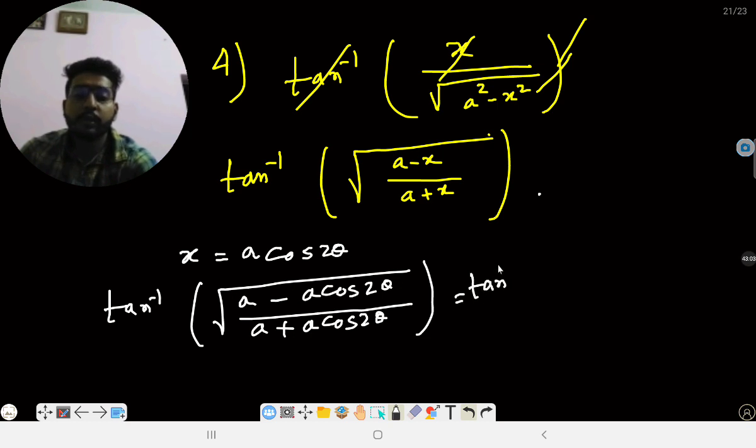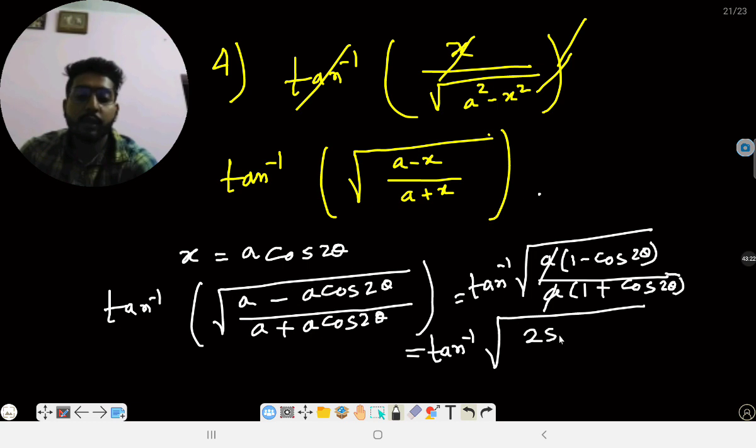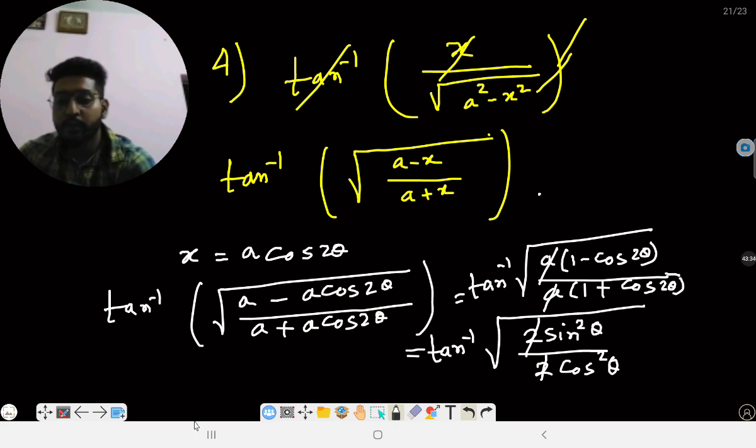In the numerator, taking a common, we get 1 minus cos 2 theta, and here a into 1 plus cos 2 theta. So a and a cancel out, and we get tan inverse of root under of 1 minus cos 2 theta, which is 2 sin square theta, by 1 plus cos 2 theta, which is 2 cos square theta. So 2 and 2 cancel out. Now this is sin square by cos square, that is tan square, and with the root that will be only tan theta. So tan inverse of tan theta, which gives theta.